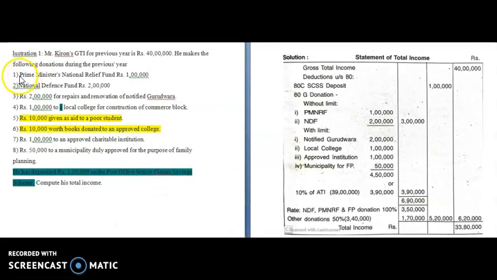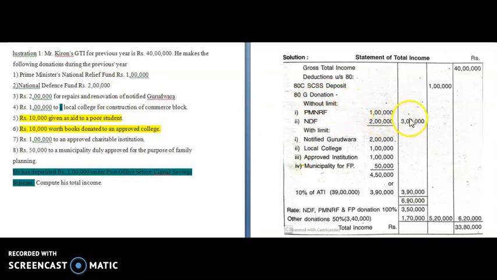You can see Prime Minister's National Relief Fund of rupees 1 lakh. First thing we have to do is differentiate it as with the limit and without limit donation. First, for Prime Minister's National Relief Fund, PMNRF, 1 lakh we have considered. Next one is the National Defense Fund, 2 lakh. There are only two items which are without limit.